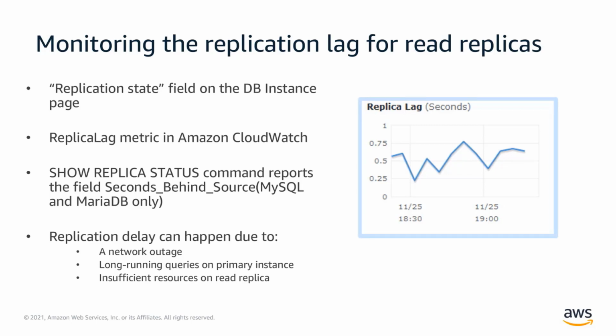Typically, replication delay happens due to reasons like network outage, long-running queries on the primary database instance, or insufficient resources on your read replicas. You should follow the best practices and offload some of the workload from your primary database instance and make sure that your replica instances have sufficient resources.